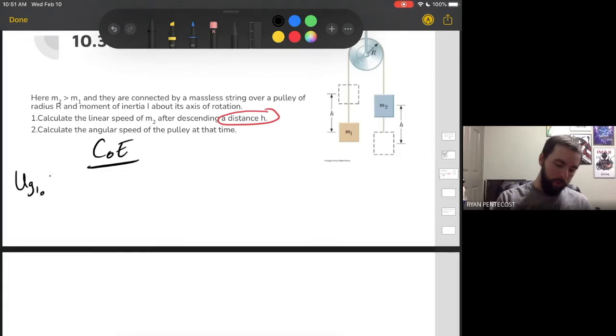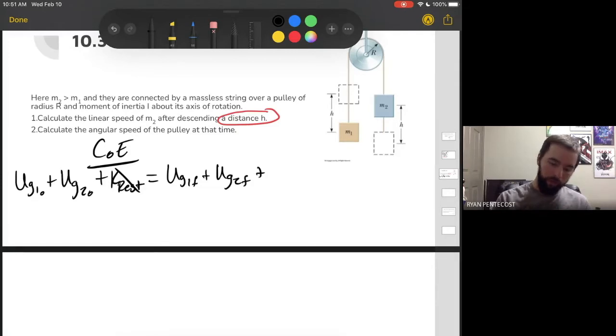UG1 naught plus UG2 naught. The pulley is not going to move, and everything is at rest. Okay, so everything's at rest. Then you have UG1 final, UG2 final. Then everyone has a kinetic energy, right? You've got K1, you've got K2, and you've got the rotational for the pulley.